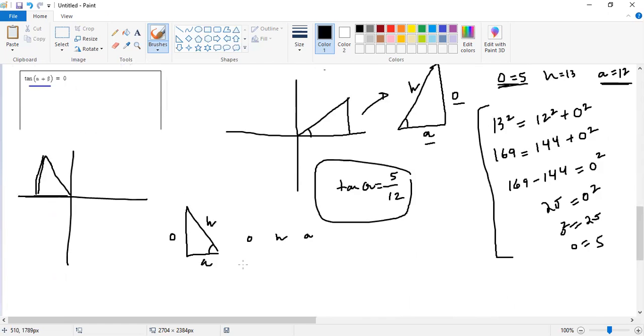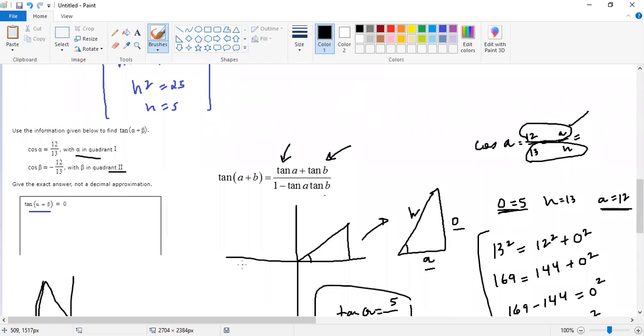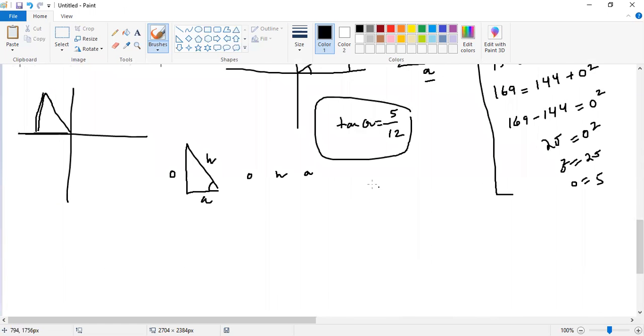And we're told that the cosine of beta is negative 12 over 13. So the cosine of beta is negative 12 over 13. And we also know that the cosine is A over H, which means that A is equal to negative 12 and H is equal to 13. Now, A is negative 12, so we're just going to have that there. And H is equal to 13. And we're looking for O.